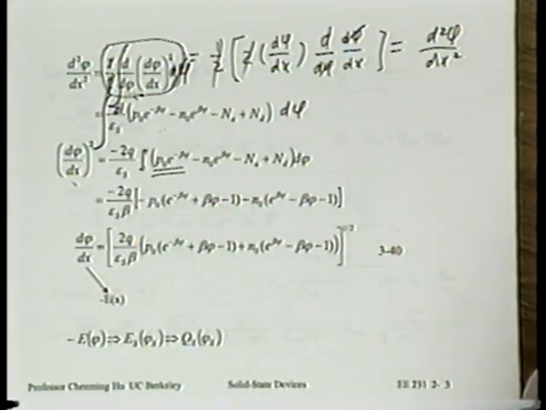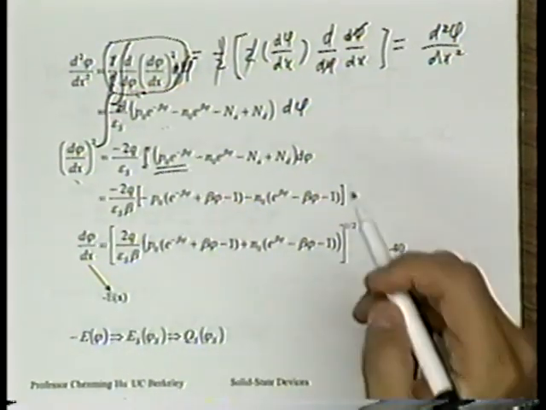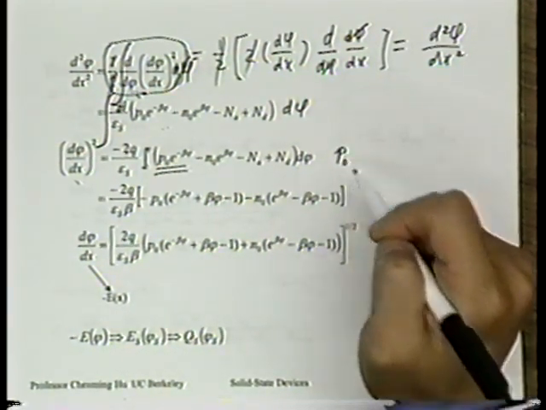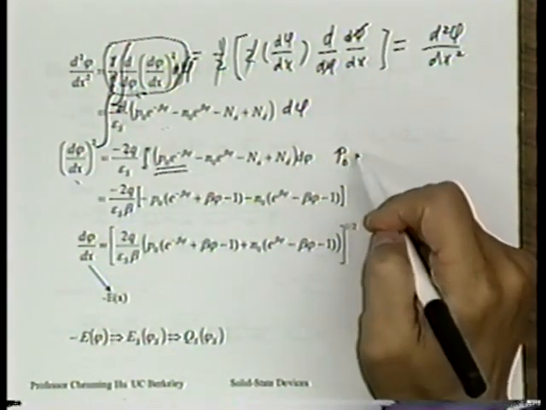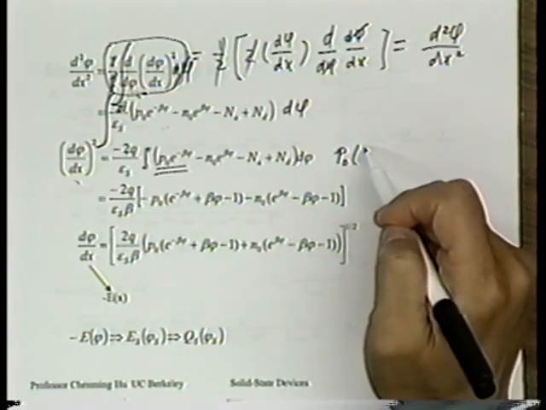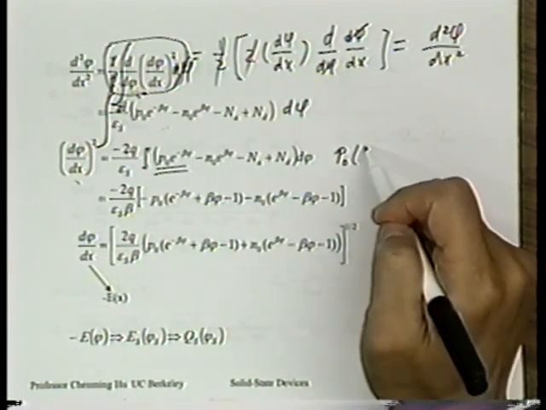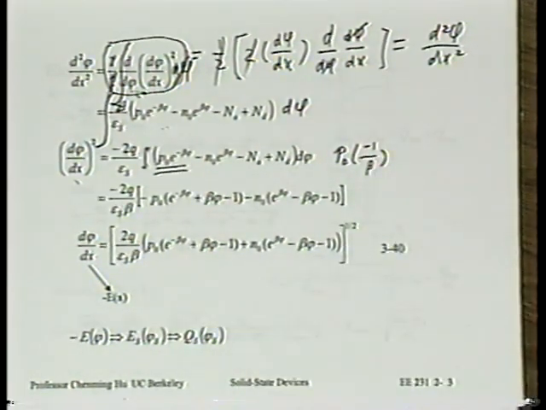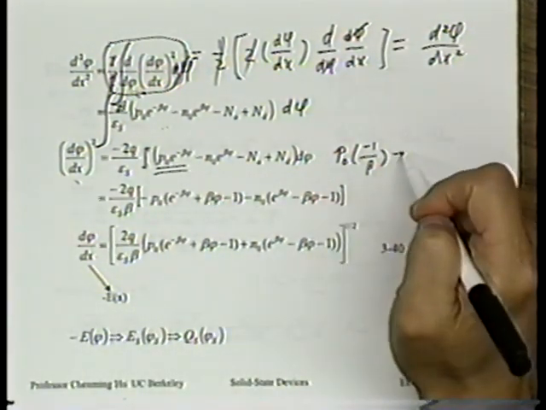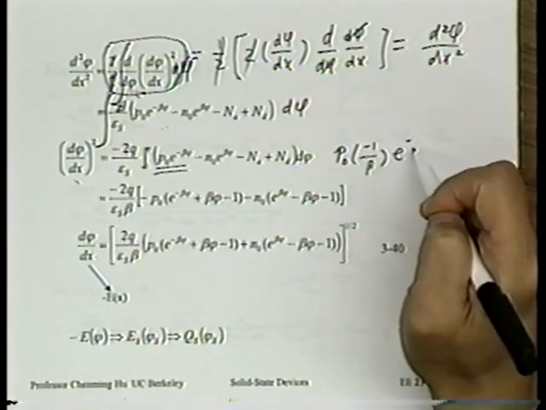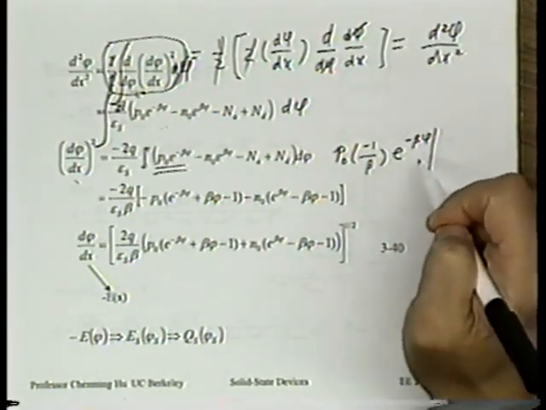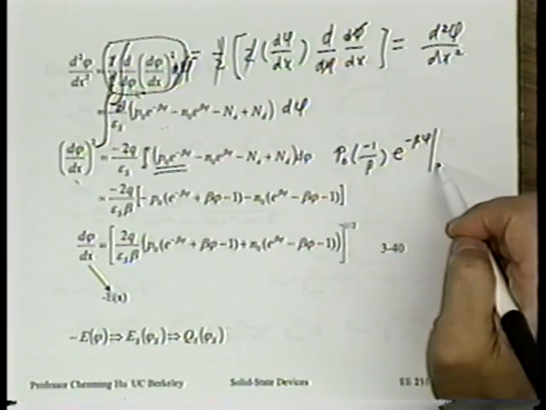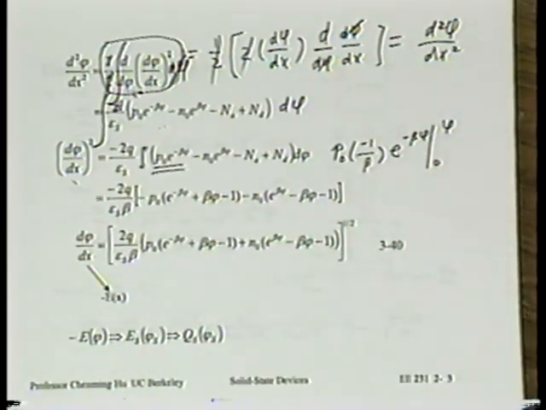All right, what do we get? Integrate with respect to phi. Don't you agree it will be p naught, and it's going to be, let's see, minus 1 over beta, exponential minus beta phi, and phi will be taken at 2 limits, 0 and phi. Is that correct? All right.